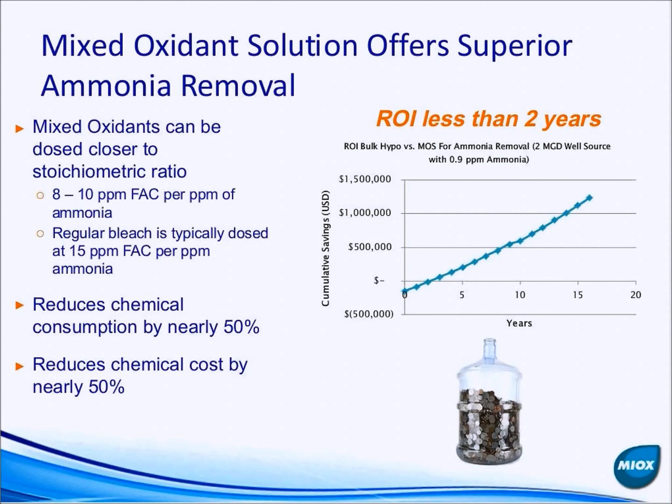And so what does that mean? That means that you reduce your chemical consumption by nearly 50% and your chemical cost by nearly 50%, meaning that you can put a mixed oxidant system in and pay it off very, very quickly. ROIs on systems with approximately 1 part per million of ammonia can see a return on investment in 2 years or less in most cases.